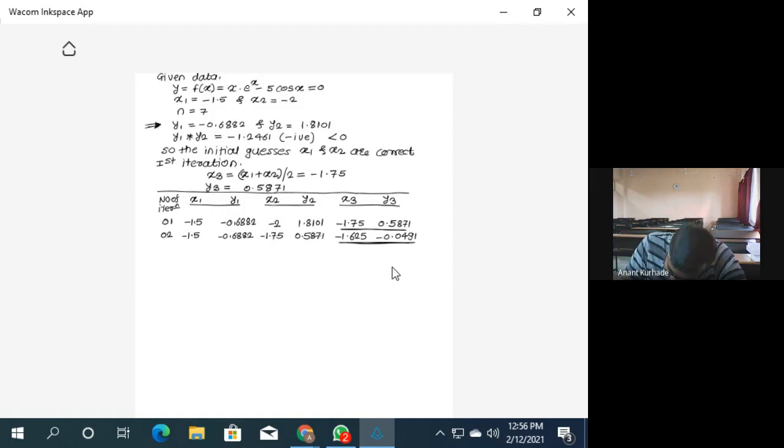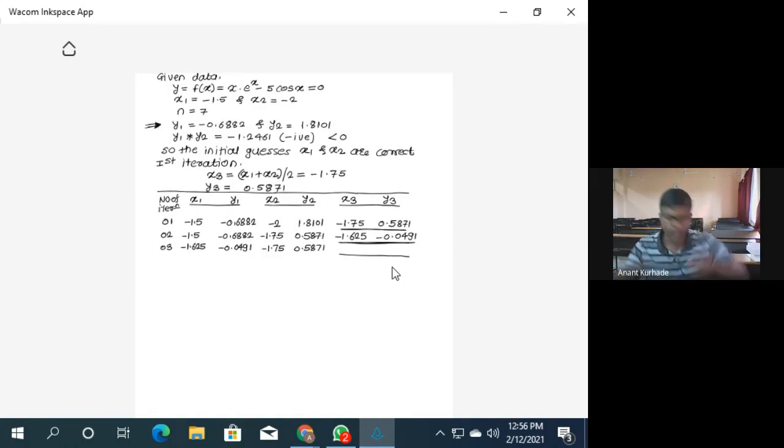Now this y3 is having a minus sign. So while writing iteration number 3, what is our rule? We have to shift minus to minus. So shift pair number 3 with pair number 1. So we write x1 as minus 1.625 and y1 as minus 0.0491, and x2 y2 keep as it is, minus 1.75 and 0.5871. Now again calculate x3 y3.